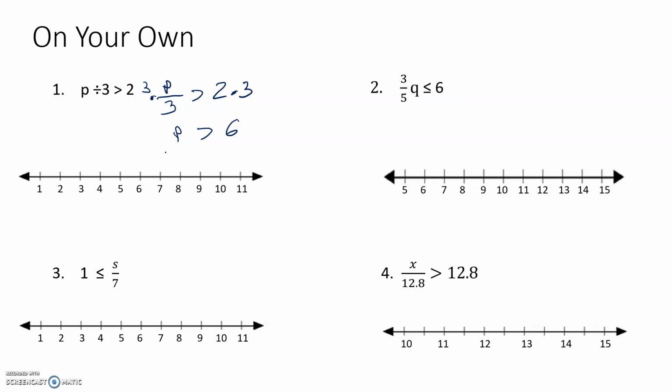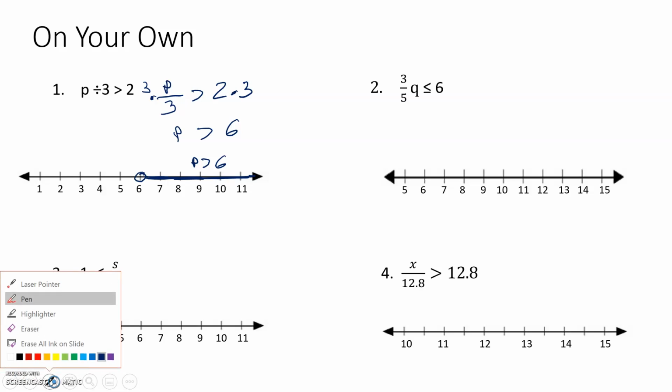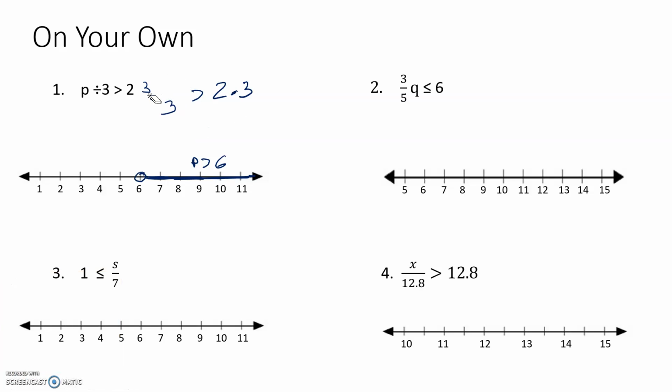And so 6, I'm going to use an open circle because 6 is not included. And whatever p is, it's going to be greater than 6, so I'm going to shade to the right. P is greater than 6. So that. All right, let's go over here.